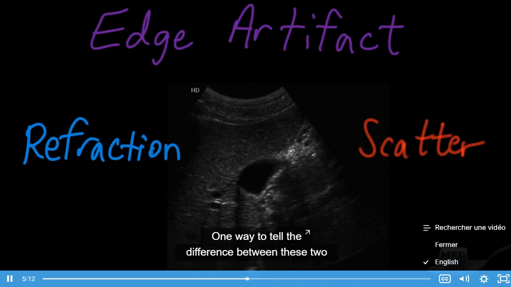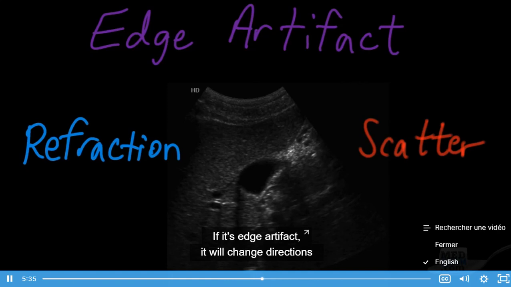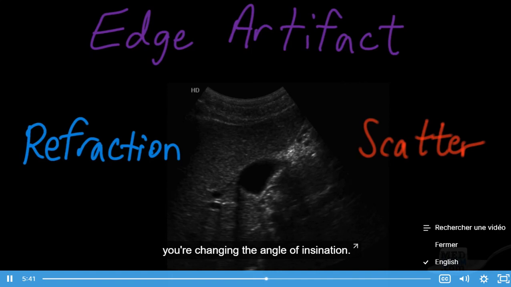One way to tell the difference between these two is if you change the direction of incidence, meaning the direction that you're shining your ultrasound beam. So just fan it, image from a slightly different angle. True shadowing that we previously discussed will stay there because there's a real gallstone there that's causing the reflection. If it's edge artifact, it will change directions and start to disappear because you're changing the angle of incidence.